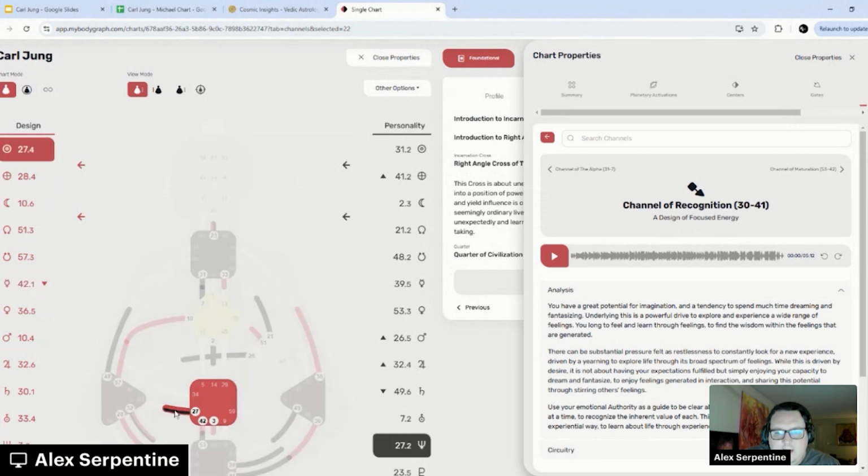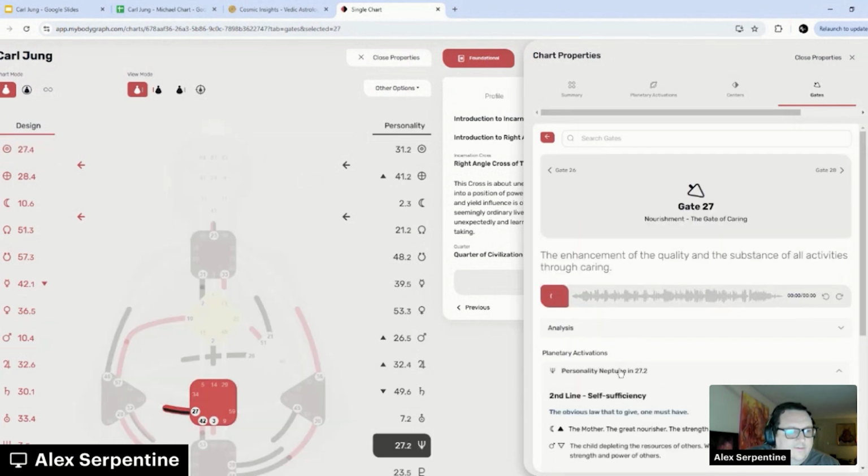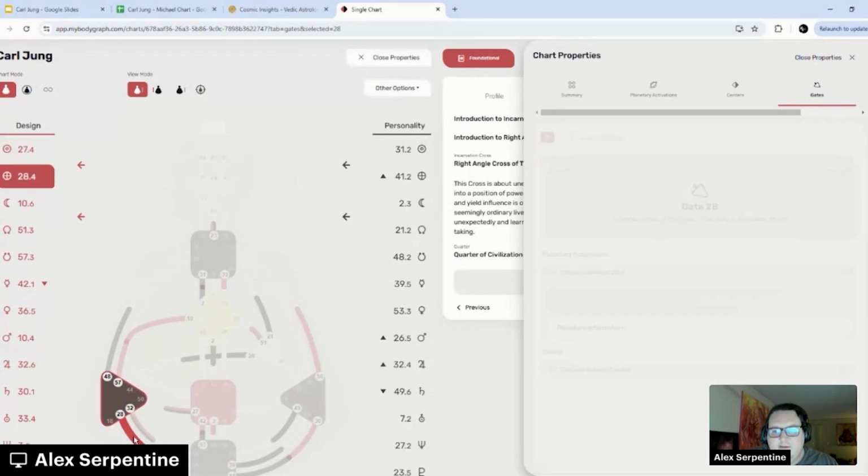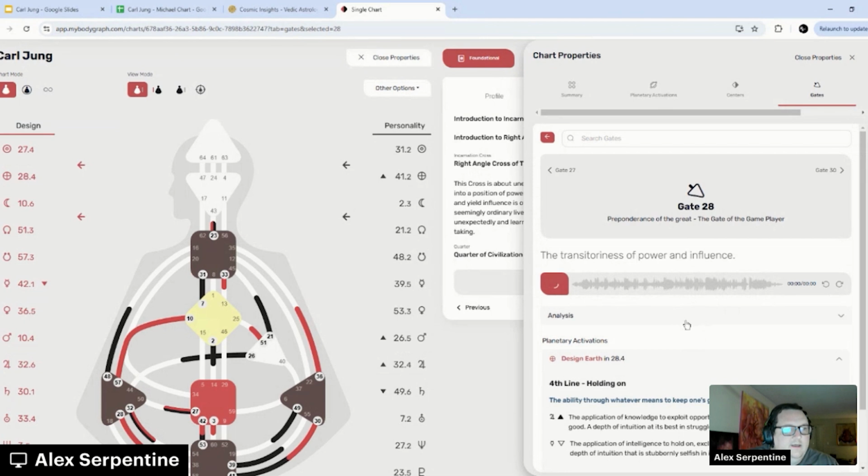And then his other gates in his incarnation cross is the 27. This is the gate of caring. So there's energy for caring about other people. This is an aspect of the unexpected cross, that you have this energy for caring about other people and being connected to your community in that way, nourishing and protecting others. So that's some energy he has. He doesn't have a channel for it, so he doesn't have the other side of it, but it's part of his cross.